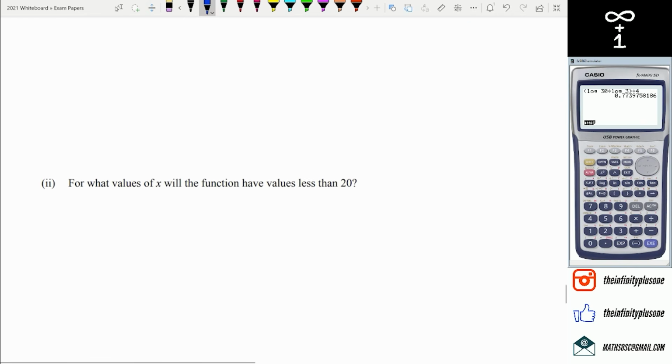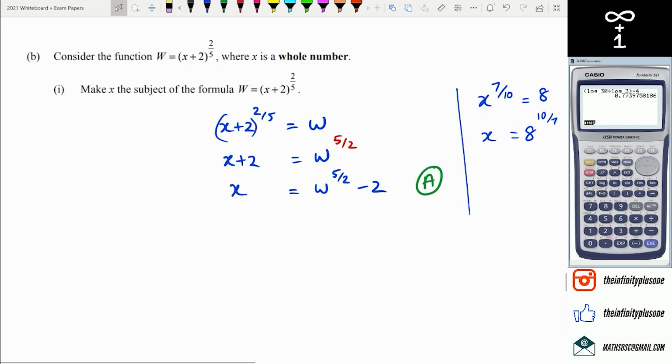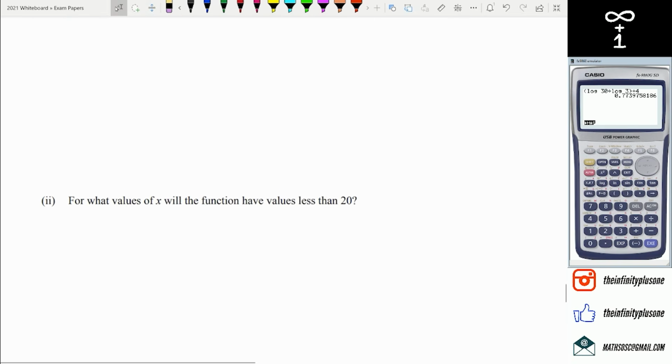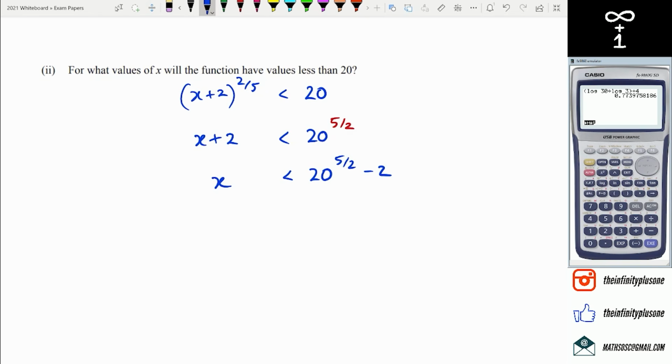Let's go to B2. For what values of x will the function have values less than 20? So we want to know when x plus 2 to the power of 2 over 5 is less than 20. As I said before, we're going to do that flippy thingy. So x plus 2 is less than 20 to the power of 5 over 2, and then x is less than 20 to the power of 5 over 2 minus 2. That's pretty much the same as the previous question.